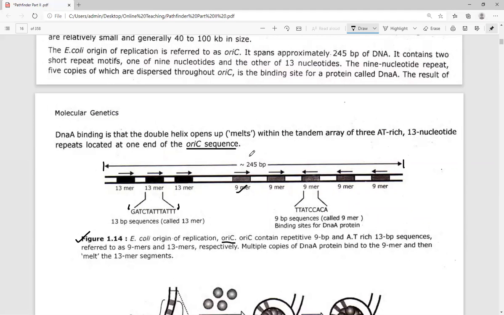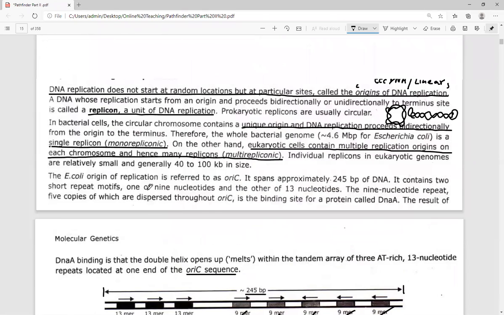The oriC sequence in E. coli is made up of 245 base pairs, in which the 13-mer region has 3 repeats and the 9-mer region has 5 repeats. You can look here. These are the 5 repeats which are present: first, second, third, fourth, and fifth. And the 13-mer region has 3 repeats: first, second, and third. So the 13-mer region has 3 repeats and the 9-mer region has 5 repeats. Okay, so you can look here.